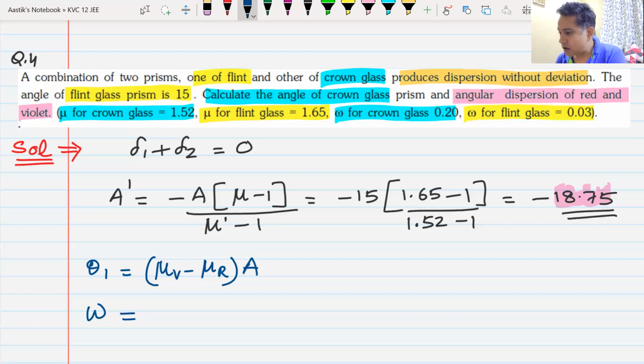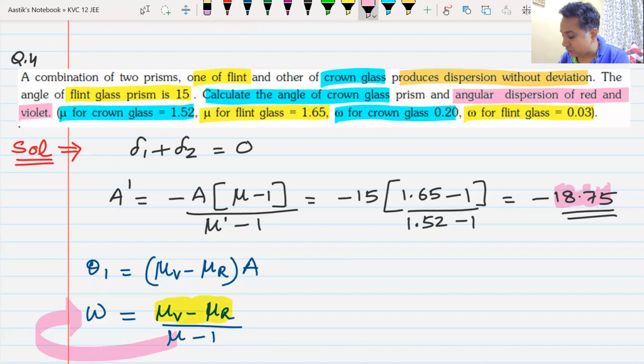Omega. Do we remember what is omega? Dispersive power. What was the formula for that? It is (mu v minus mu r) by (mu minus 1), where mu v is mu violet and mu is the mean mu. Yes or no? From here, my dear friends, I can find out the value of mu v minus mu r. Mu v minus mu r will be this multiplied by this. Yes or no? Yes, sir. From there, I can get the value of theta 1. Similarly, I can get the value of theta 2.